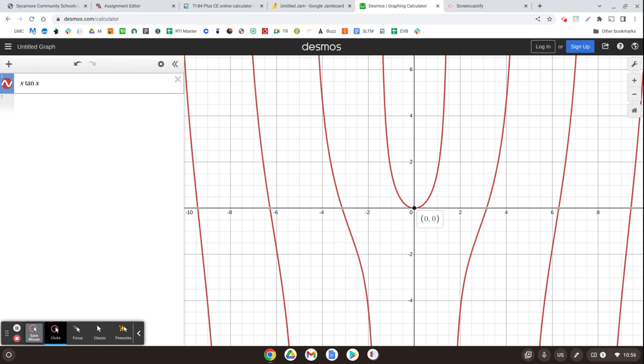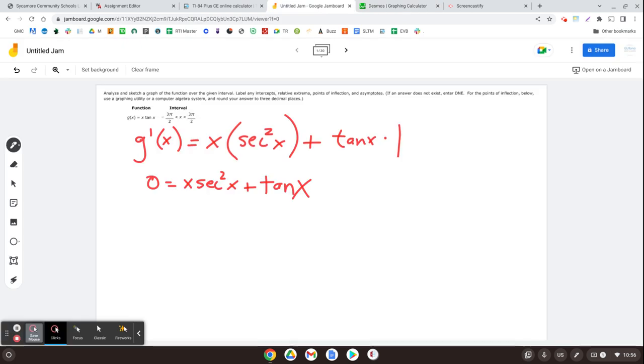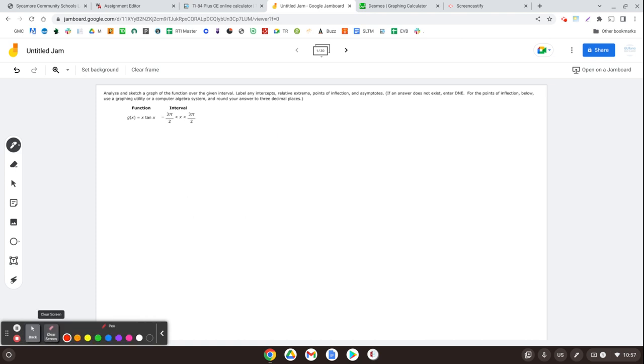All right, now let's see. What else do they want us to do? All right, so we got our intercepts. We got our relative min. There is no relative maximum. So now let's look at our points of inflection.